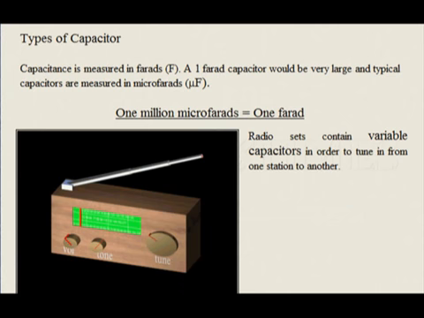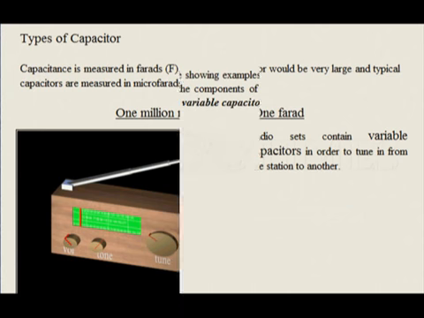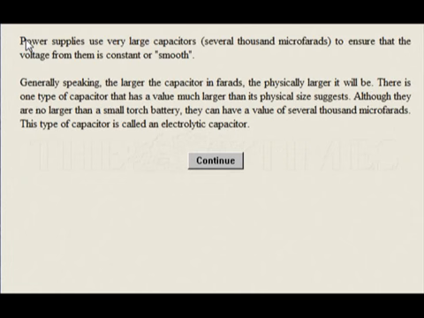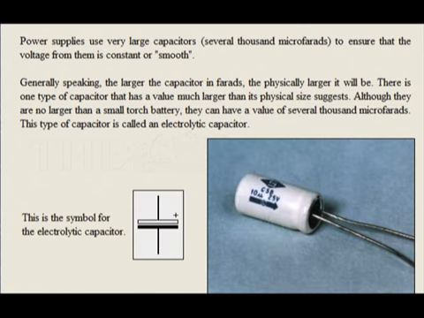Electronics in real life. Types of capacitor. Power supplies use very large capacitors, several thousand microfarads, to ensure that the voltage from them is constant or smooth. Generally speaking, the larger the capacitor in farads, the physically larger it will be. There is one type of capacitor that has a value much larger than its physical size suggests. Although they are no larger than a small torch battery, they can have a value of several thousand microfarads.